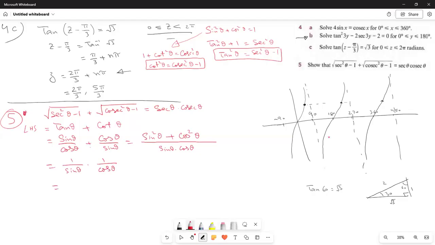So 1 over cosine is secant theta, and 1 over sine is cosecant theta. So this is your right hand side. This question was pretty easy.